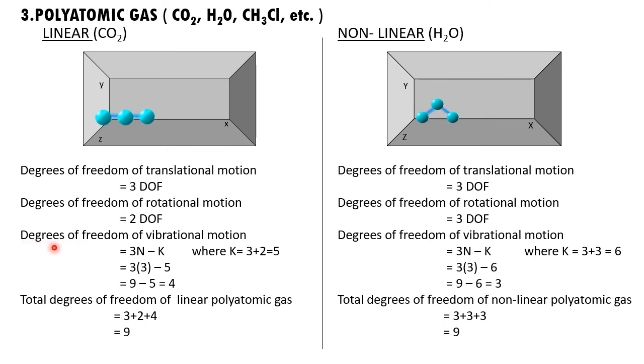Now, degrees of freedom of vibration motion: 3N minus K, N is 3, K is 5, which is 3 plus 2. Then 9 minus 5 is equal to 4 degrees of freedom in case of the vibration motion for linear triatomic gas. Then total degrees of freedom of linear polyatomic gas is equal to 3 plus 2 plus 4, which is equal to 9 degrees of freedom.